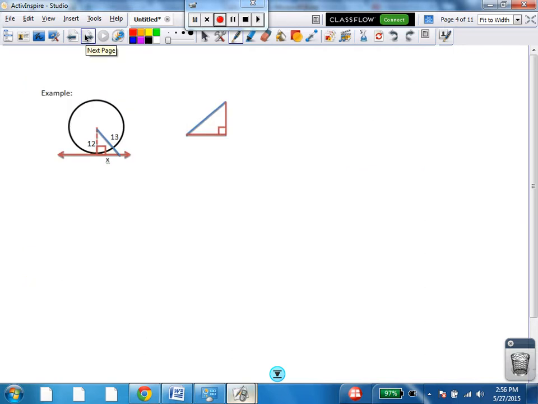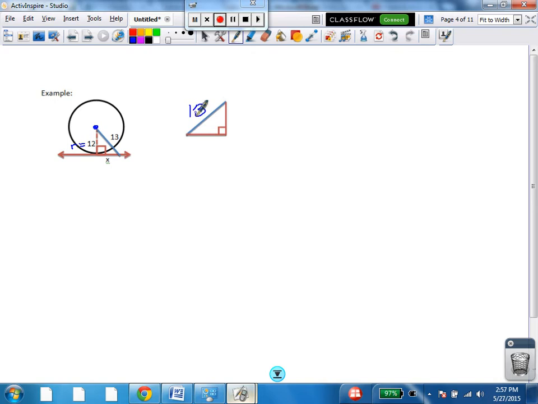All right, I'm giving you guys a figure where the radius is 12. The line from the center of the circle to the tangent is 13. And then I need to know the side length from the point of tangency to where the line intersects the tangent. So this might be a little confusing. What you might need to do is translate it to an actual right triangle. So I have the blue mark to help you realize that that's the hypotenuse.